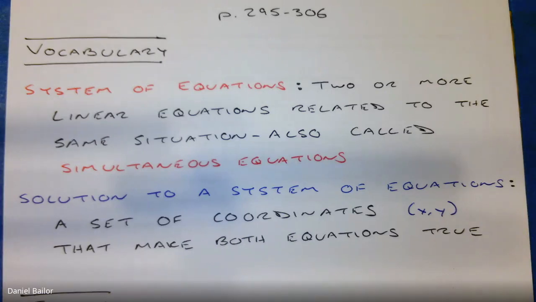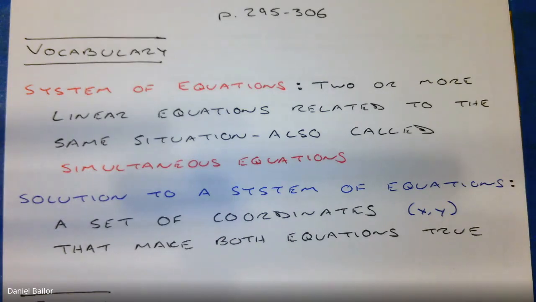The next word is the solution to a system of equations. So if we have two equations that talk about the same thing, how do we solve them? Well, I'm going to show you how we solve them, but when we have a solution, the solution is actually a set of coordinates, x comma y, that make both equations true. So a solution to a system is coordinates that work with both of them. The coordinates have to make both equations true, or it is not a solution to the system. A solution to the system makes all equations in the system true.